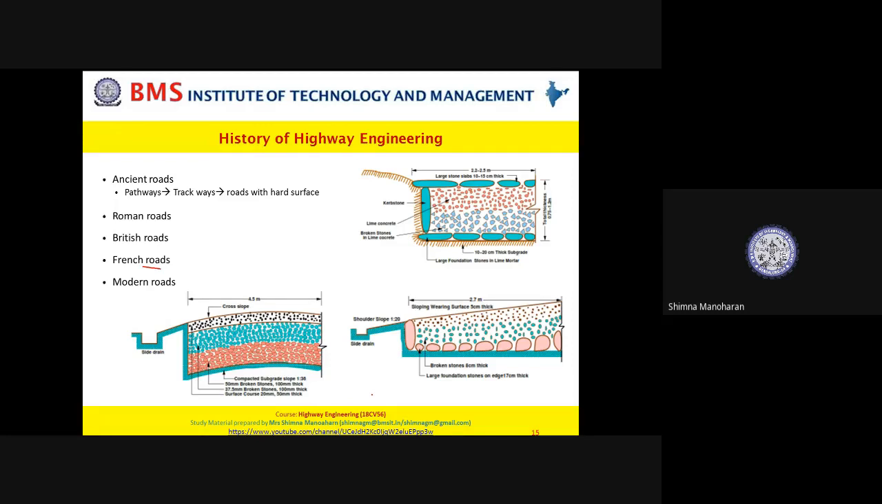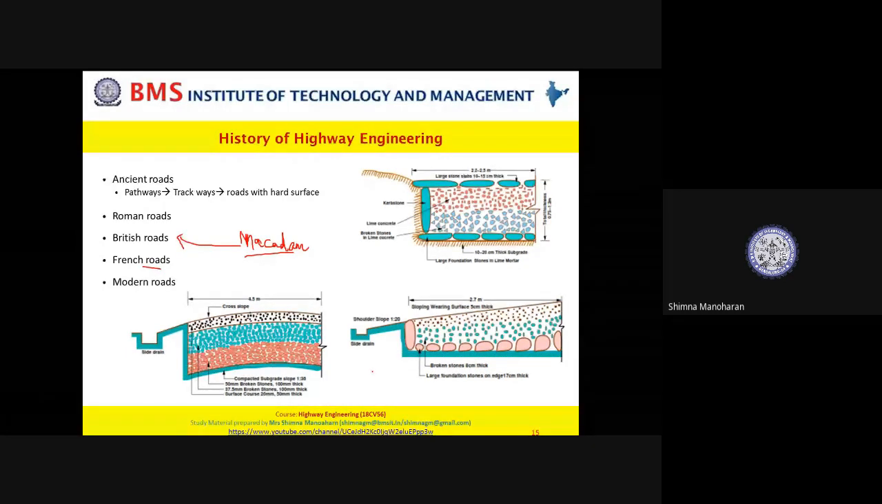Next, the British government also gave importance to road construction. So, British engineer John McAdam. This is an important name that you should remember in highway engineering. McAdam, it is M-c-A-d-a-m, okay? John McAdam introduced what can be considered the first scientific road construction method. Anyone who is preparing for any of these PSU exams or GATE exams, this is an important question. John McAdam was the pioneer in scientific road construction technique.